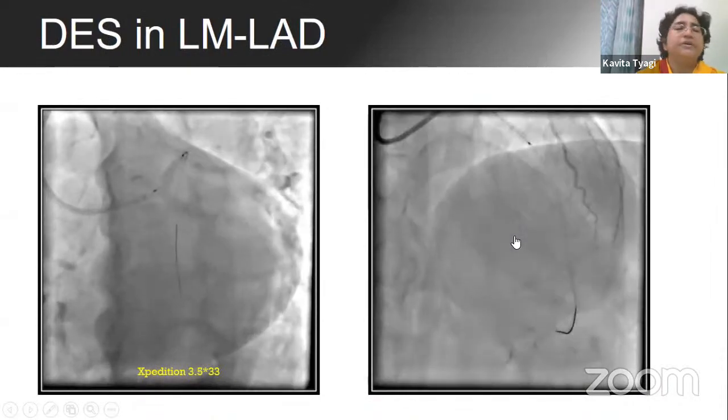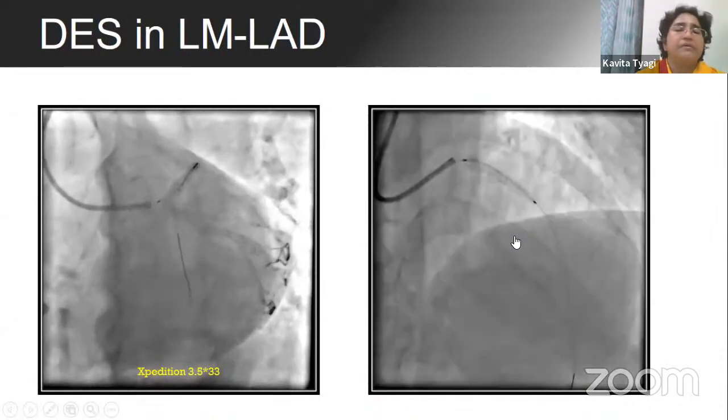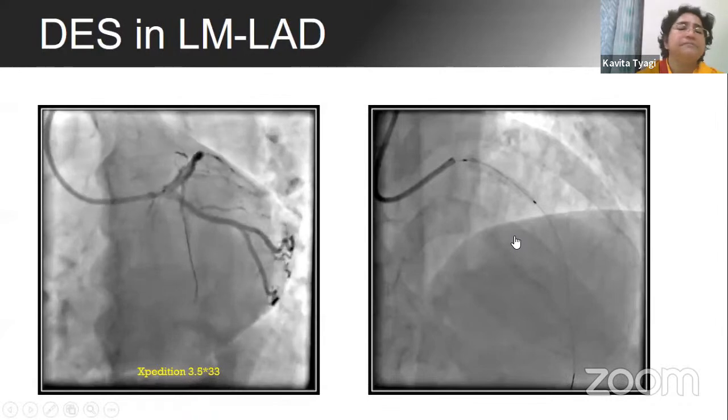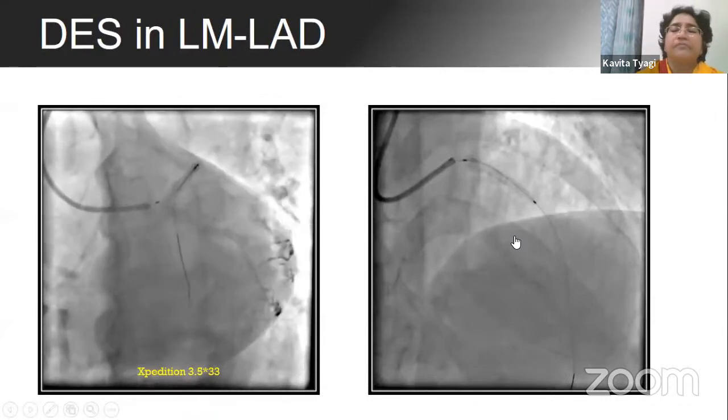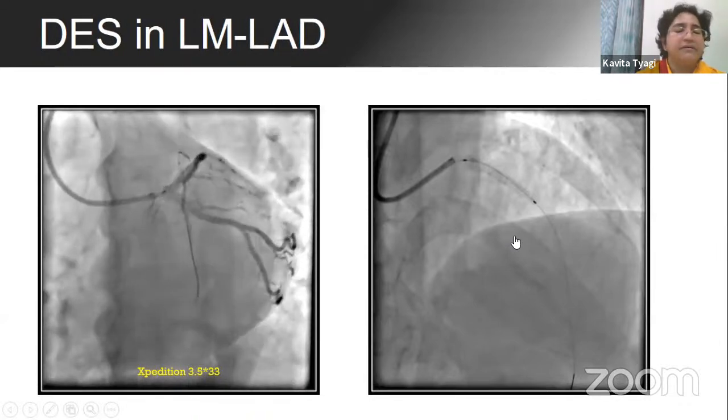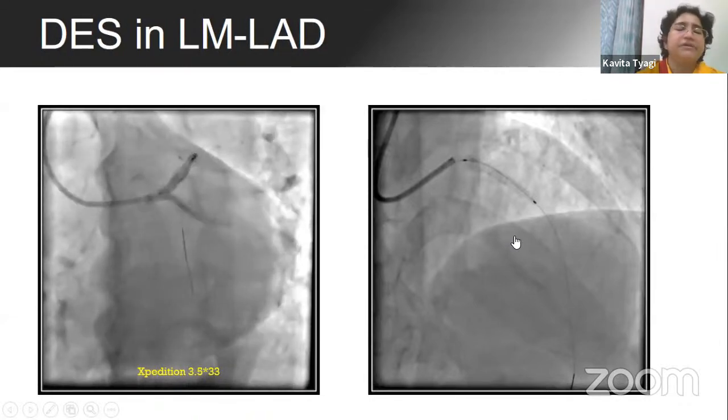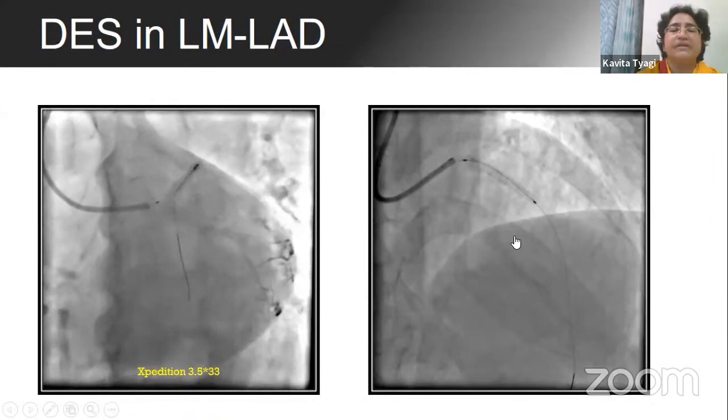So we take a drug-eluting stent from left main to LAD. So this was the stenting, 2.5 into 33 millimeters. Next, please.